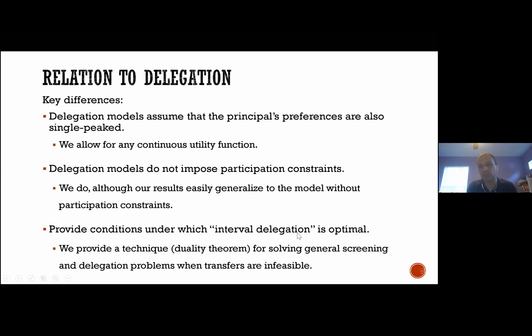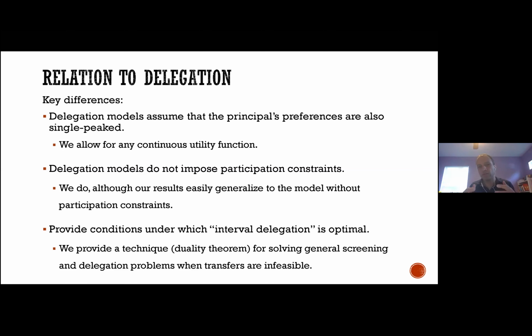So I think the most important key difference between my work and the delegation literature is that the delegation literature, as far as I know, focuses on conditions under which interval delegation is optimal. Now, what do I mean by that? Basically, conditions under which the principal finds it optimal to offer a single interval of actions as the delegation set to the agent. Okay. So they try and find sufficient conditions for such a delegation set to be optimal.